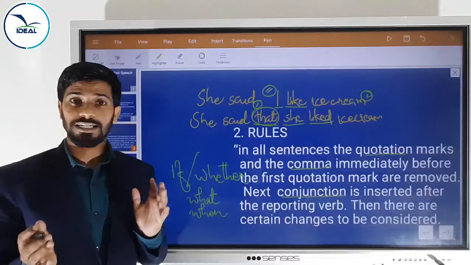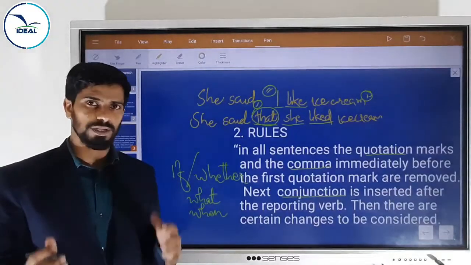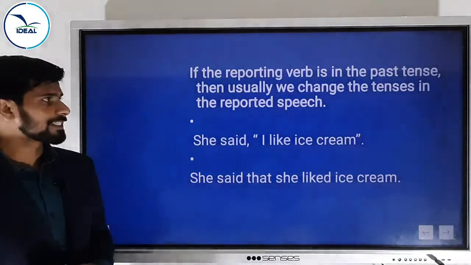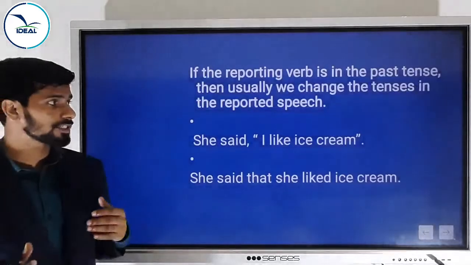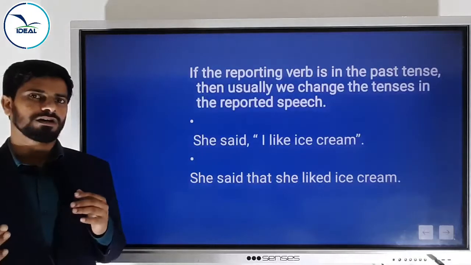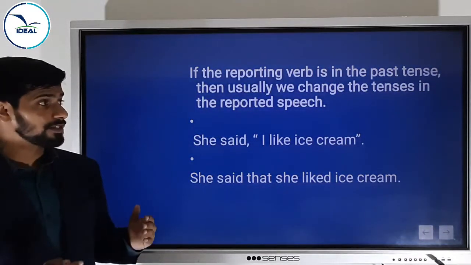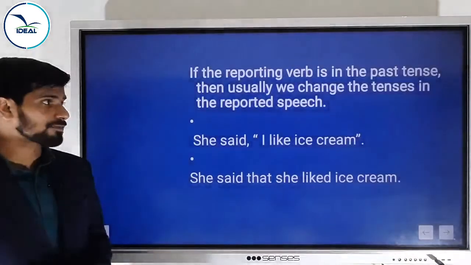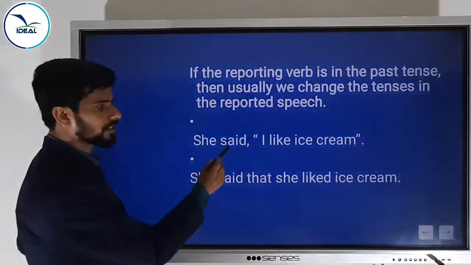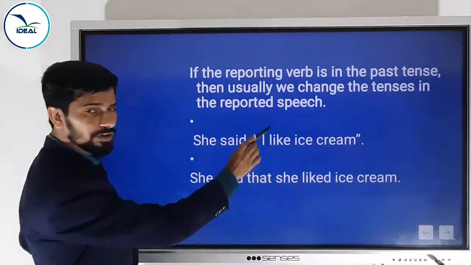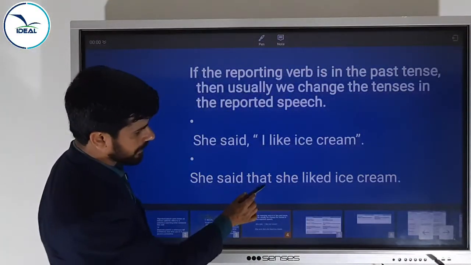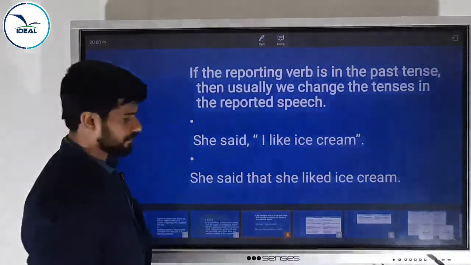And as there are changes in time, changes in words that show places, right? Okay, look here. If the reporting verb is in the past tense, then usually we change the tenses in the reported speech. Said is the reporting verb here. And as this is in past, I like ice cream. So when we convert this sentence, we have changed it. She said that she liked ice cream.